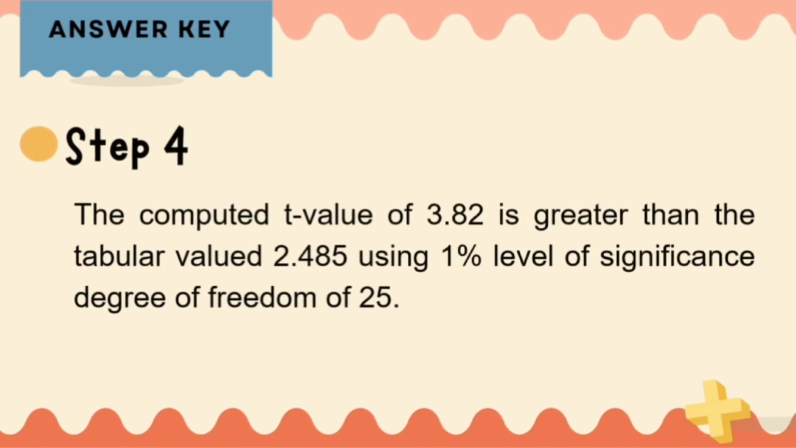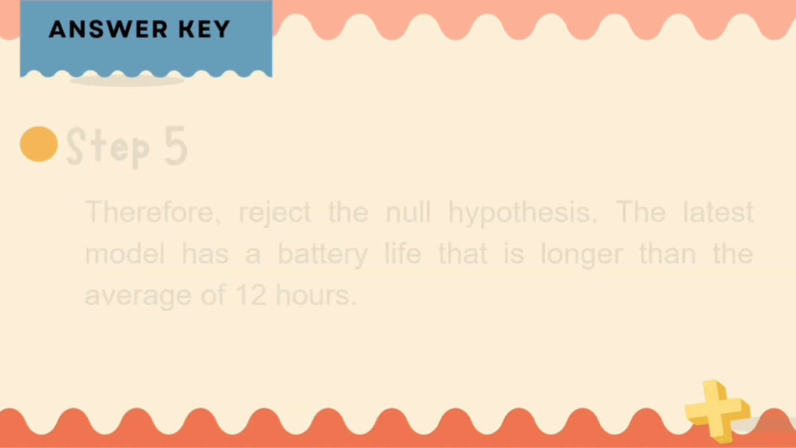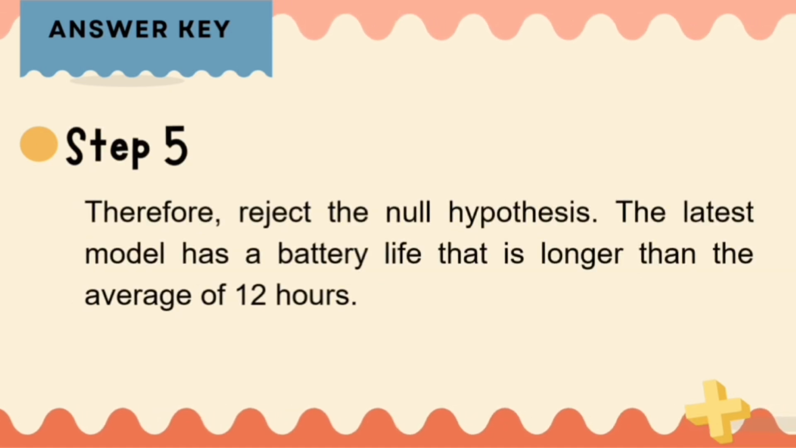Step 4. The computed t-value of 3.82 is greater than the tabular value of 2.485 using 1% level of significance, degree of freedom of 25. Therefore, we reject the null hypothesis. The latest model has a battery life that is longer than the average of 12 hours.